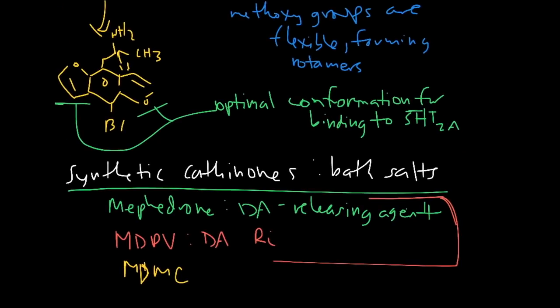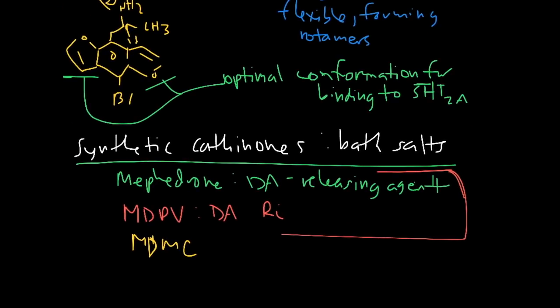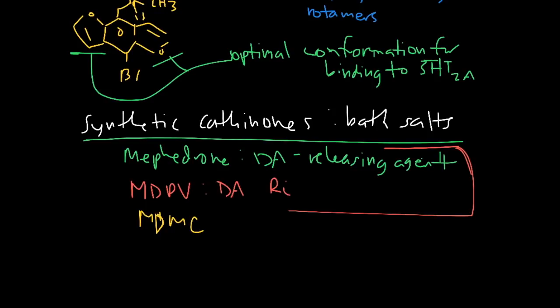Finally, synthetic cathinones, also known as bath salts. The initial bath salt combination was mephedrone and MDPV. Mephedrone is a dopamine-releasing agent. MDPV is a dopamine reuptake inhibitor. MDMC wasn't really stated in the handout or the slides, so I'm not going to go into it. However, MDMC is also found alone in bath salts.